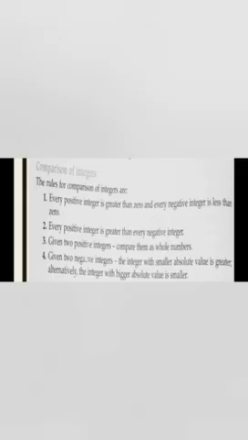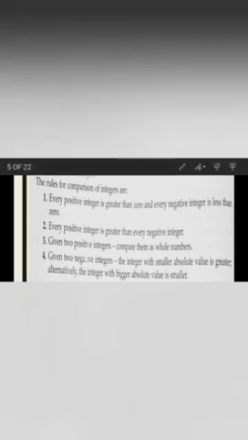Now how to compare integers. There is a rule for comparison. For that, every positive integer is greater than 0 and every negative integer is less than 0. I hope it is clear. Every positive integer is greater than 0 and every negative integer is less than 0.